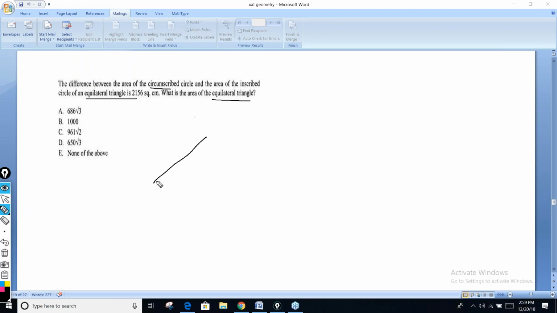Now I'm sure that you know the relation between the height and the side of an equilateral triangle. If there's an equilateral triangle ABC and this is the height, can you tell me the relation between height and side? This side is A and height is H. The relation is that height is root 3 by 2 of the side.